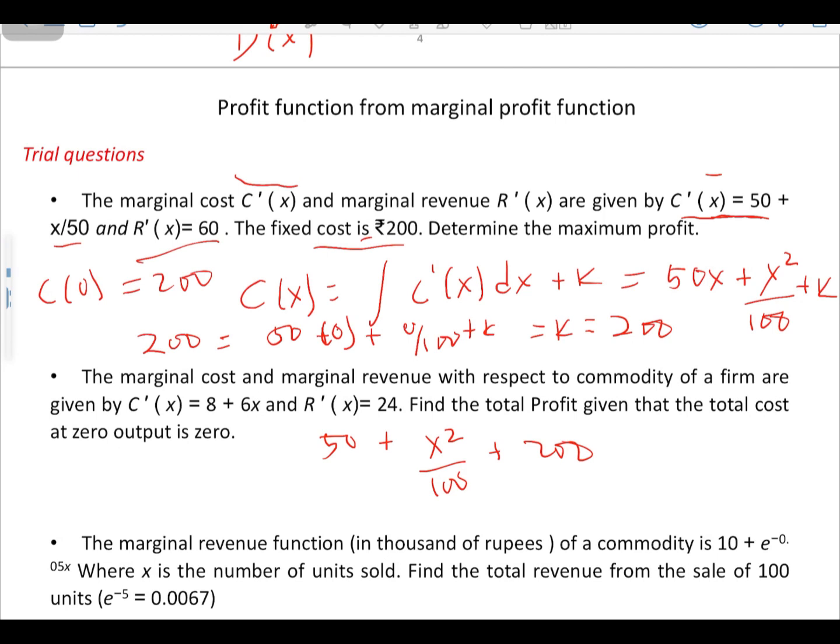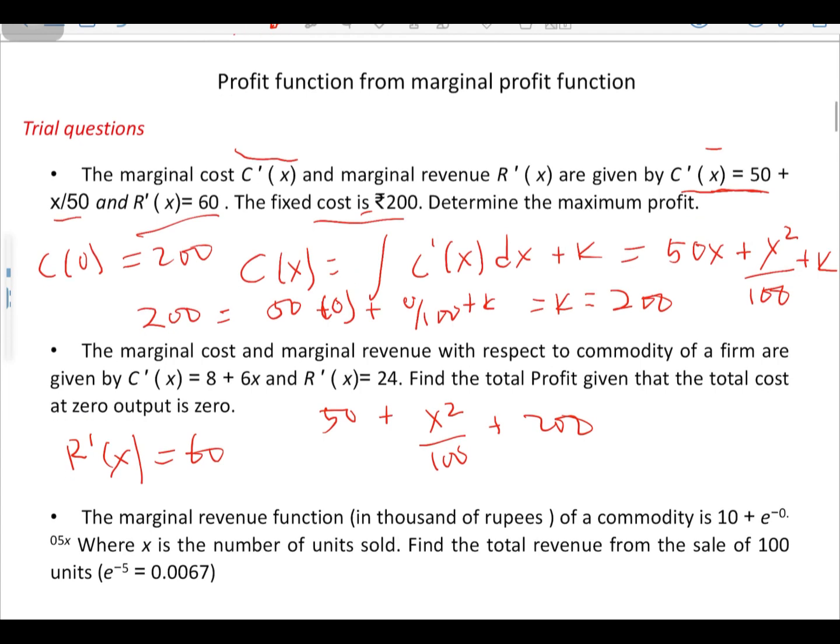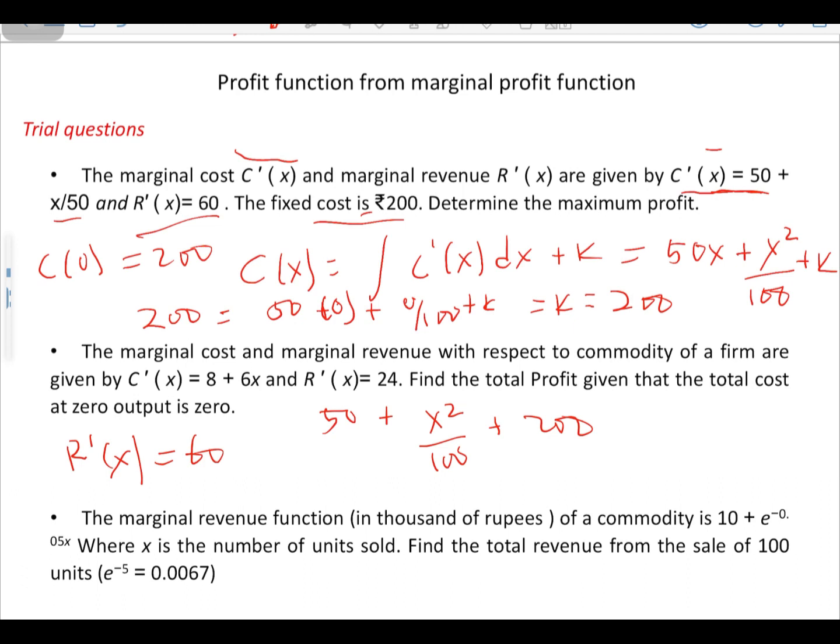So now that we have this function, remember that we have your R prime of x, which is your marginal revenue, which is equal to 60. And therefore, when we integrate it as well as we did for the cost function, you are going to get your 60x. So the integral here will give us what? R, which is equal to what? 60x. And don't forget to bring your k.